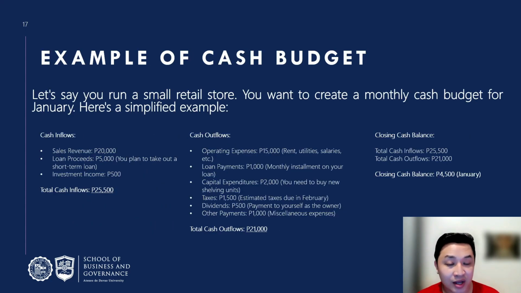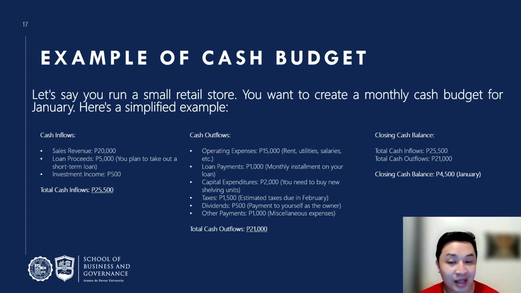For us to understand how to do cash budgeting, I have prepared an example. Let's say you run a small retail store and you want to create a monthly cash budget for January. So here's a simplified example. First, you have to get the cash inflows. For example, your business sales revenue is 20,000, your loan proceeds is 5,000, and your investment income is 500. So your total cash inflows is 25,500 pesos.